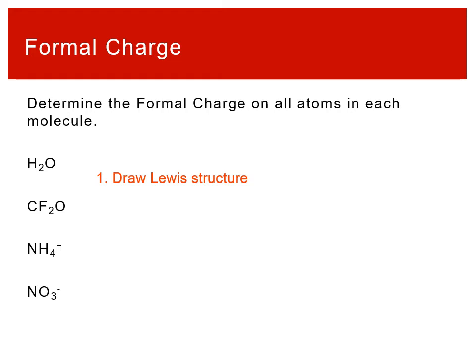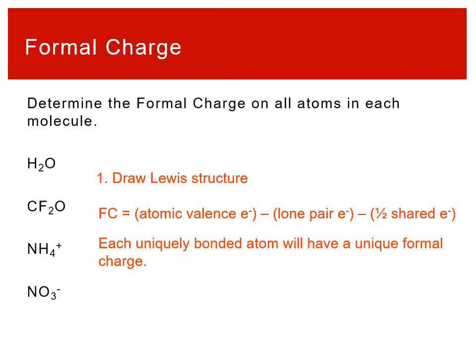Plus, formal charges are formally a charge associated with atoms in a Lewis structure. All right, so we know formal charge. If we're asked for that, there's an associated formula, so we can always use that: atomic valence electrons minus lone pair electrons minus 1/2 of the shared electrons. And then each uniquely bonded atom will have a unique formal charge. So if there are all the types of oxygen, each gets a formal charge.